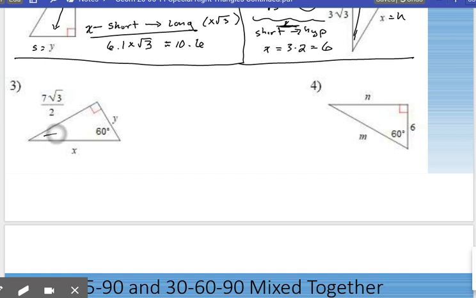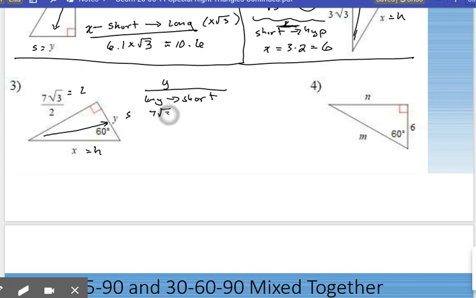There's my 30. So there's the short side. That means this is the long side. X is the hypotenuse. So let's go ahead and work our way through this. Got to get the short side first. So my y. And I'm going long to short. That means divide by square root of 3.